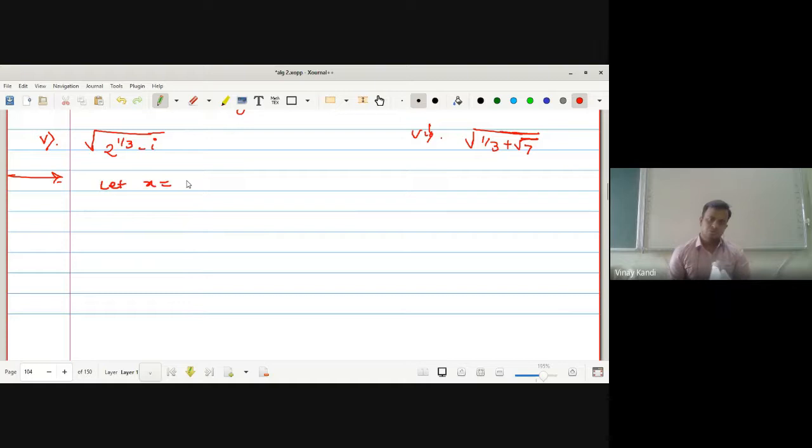Let x is equal to square root of 2 raised to 1 by 3 minus I. Okay, what is x square? It is equal to 2 raised to 1 by 3 minus I. Okay, so this implies x square, sorry, plus a, wait a minute, plus a, minus a, okay.